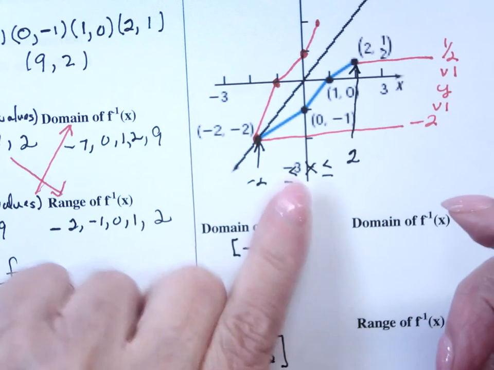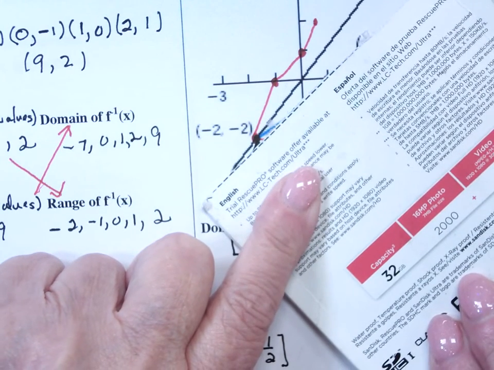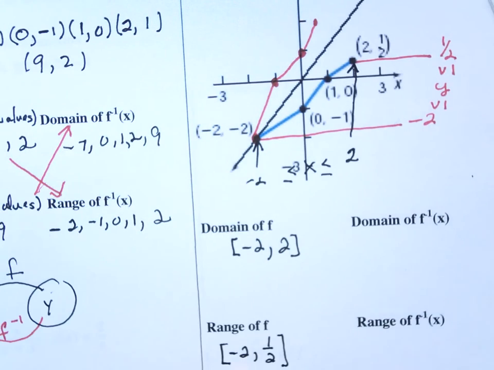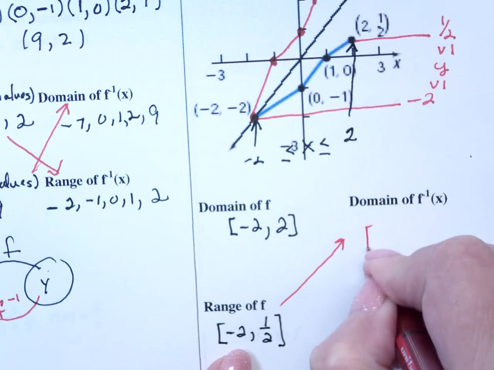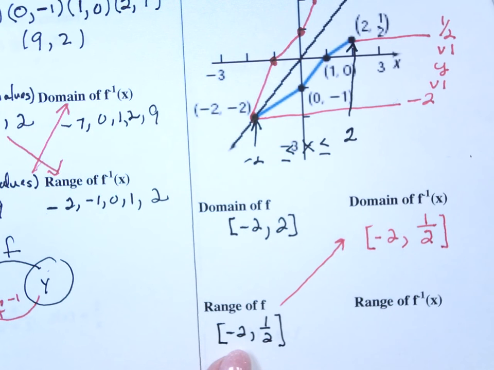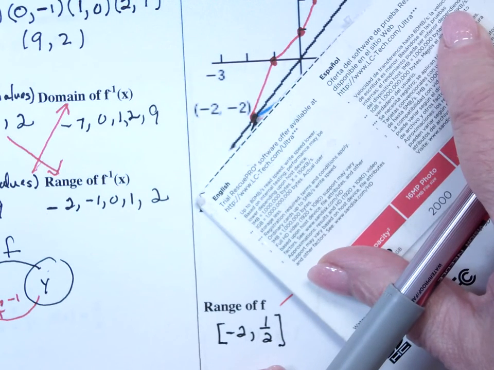Now, what is the domain? Pretend the original graph is not there. What's the domain of the inverse? It starts at negative 2 and ends at 1/2. And if I look at the range of the inverse, it starts at negative 2 and stops at 2.